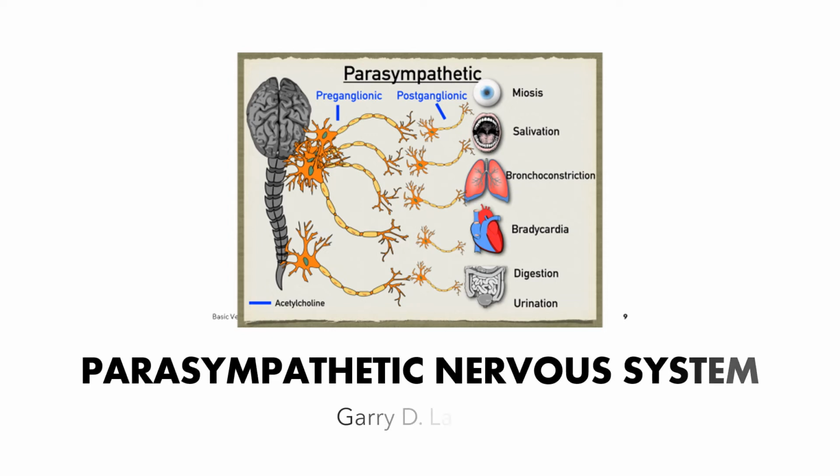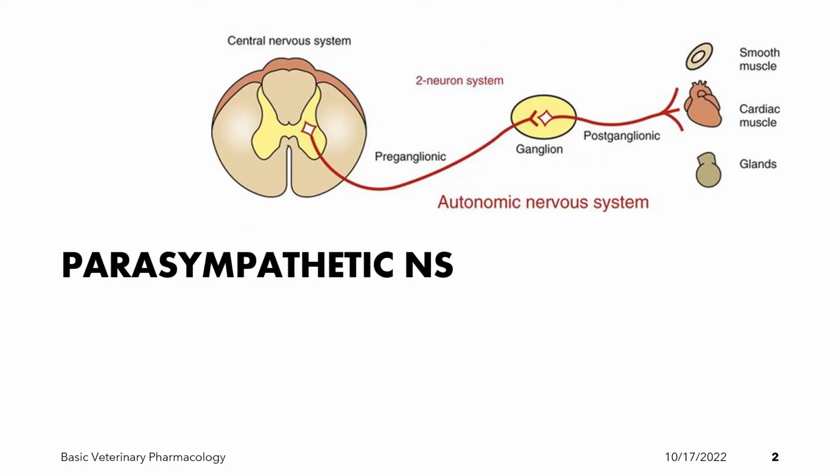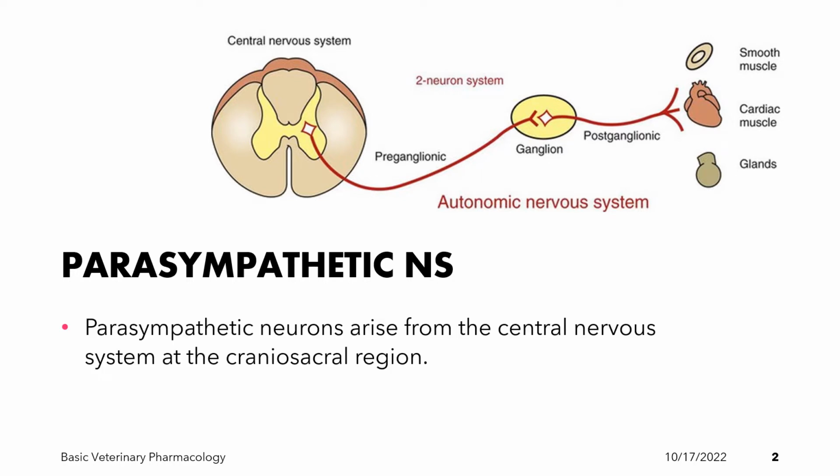Welcome to our presentation on the parasympathetic nervous system, a motor division of the autonomic nervous system. The parasympathetic nervous system arises from the central nervous system, particularly at the craniosacral region. So basically, the neurons of the parasympathetic nervous system originate at the brainstem and the sacral spinal cord. Just like the sympathetic nervous system, it also is a two-neuron system.